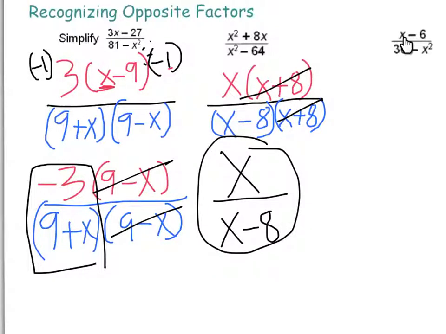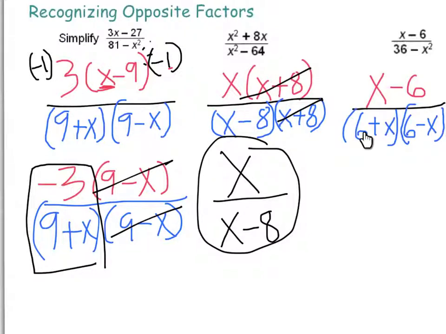One more. Can't factor the top. I can factor the bottom because I have a square minus a square. So let's do difference of squares. On the bottom, I ended up with 6 plus x and 6 minus x. And I look and, so close. But look again, look closely. X is positive, here it's negative. 6 is negative, 6 is positive.